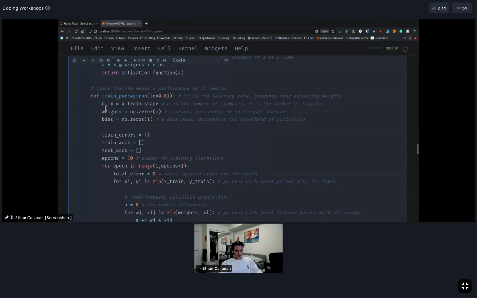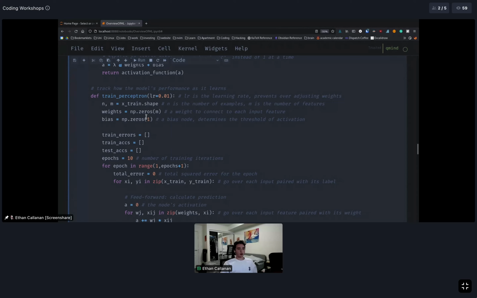So it's going to take all of our X training data. And so here we're just going to grab the dimensions of the data. N is going to be the number of examples. So if the data was in like a big chart, right, this is just the number of rows. And then M would be the number of columns, the number of features we have, which in this case is 4, I believe.